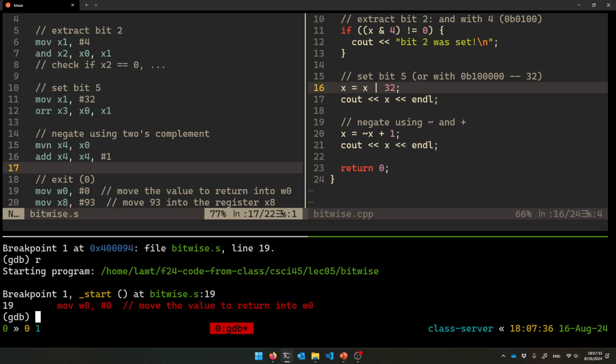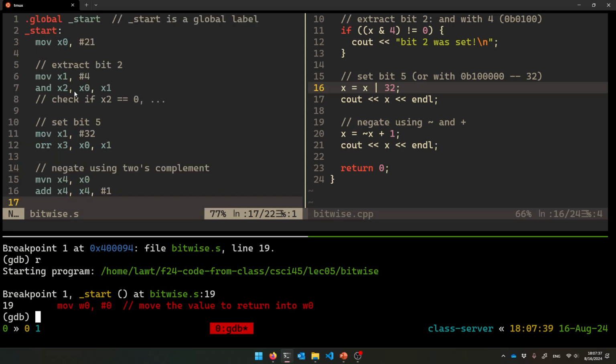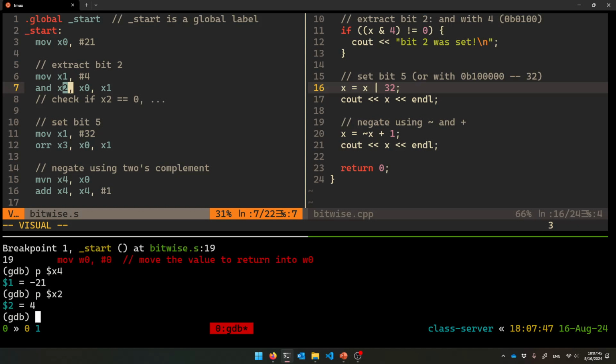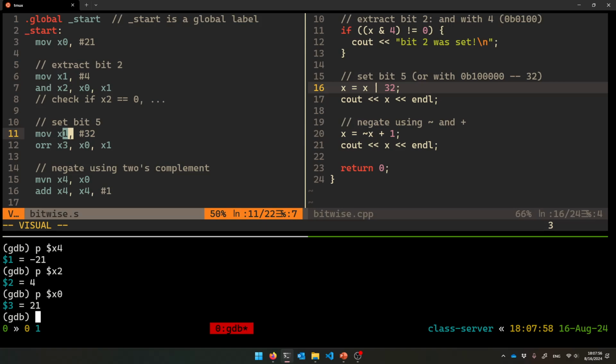Cool. So let's take a look at what we see. So is x2 a non-zero number? Print x2. It sure is. x2 is a non-zero number, yay, 4. So that means the bit was set. First of all, x0 is 21, right? x0 is 21, we never changed that. x1 is 32, and we're ORing, that's bit 5 set. So we're ORing into x3, x0 with x1, bitwise OR. So printing x3, we should see 21 plus the 32 from that new bit that we're adding, because it wasn't already set. So it's 53. Right? If it was already set, it's not going to touch it.